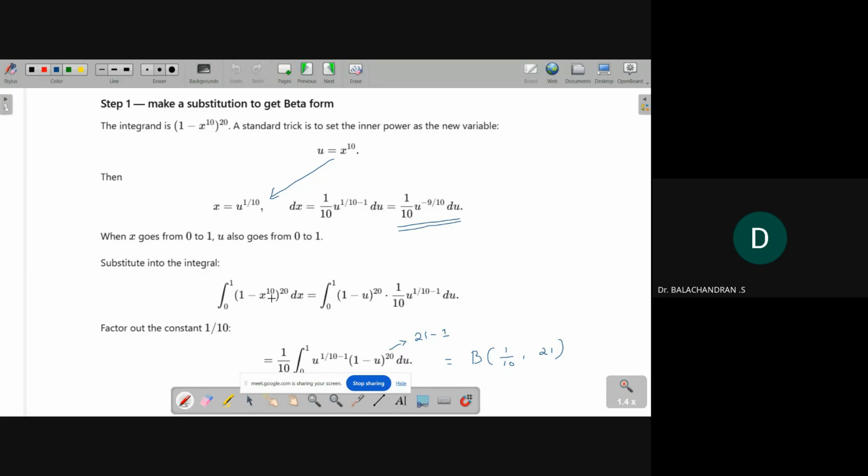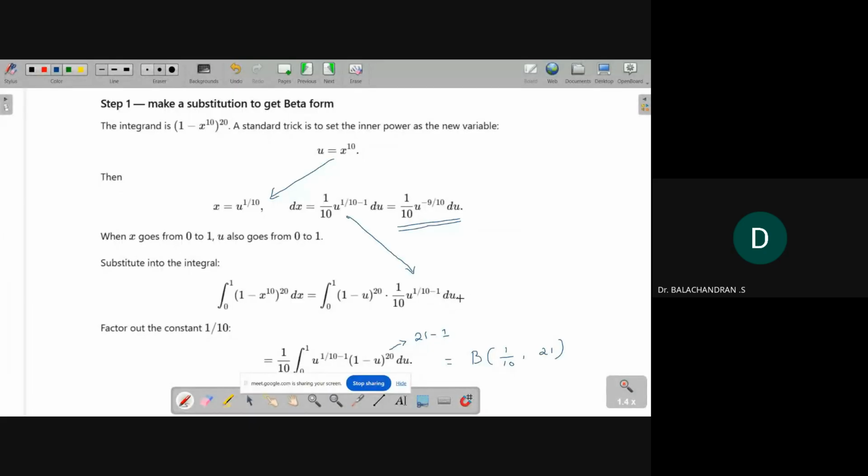Now the given integral, 0 to 1, (1 minus x power 10) whole power 20 dx, is equivalent to: u varies from 0 to 1. 1 minus x power 10 is 1 minus u, whole power 20. What is dx? dx is 1 by 10 u power 1 by 10 minus 1 du. You can write either this expression or that one, so I will write this expression.